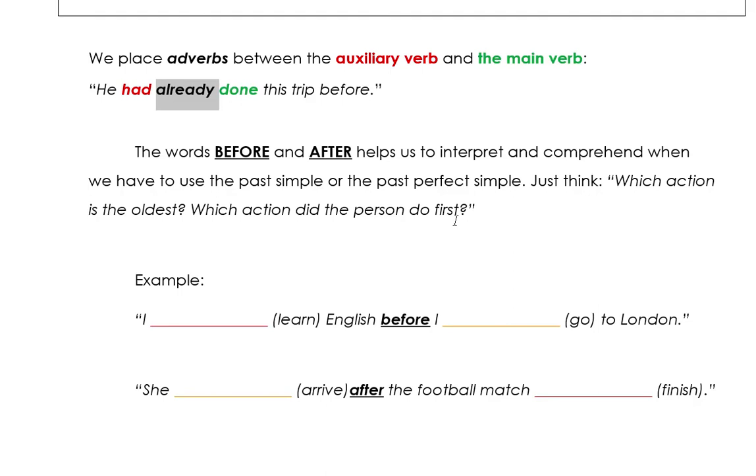Now, how do we know when we have to use the past simple or the past perfect simple? Well, first of all, there are some words like before and after that help us to interpret and comprehend when we have to use the past simple or the past perfect simple. You have to think, just think, which action is the oldest? Which action did the person do first?